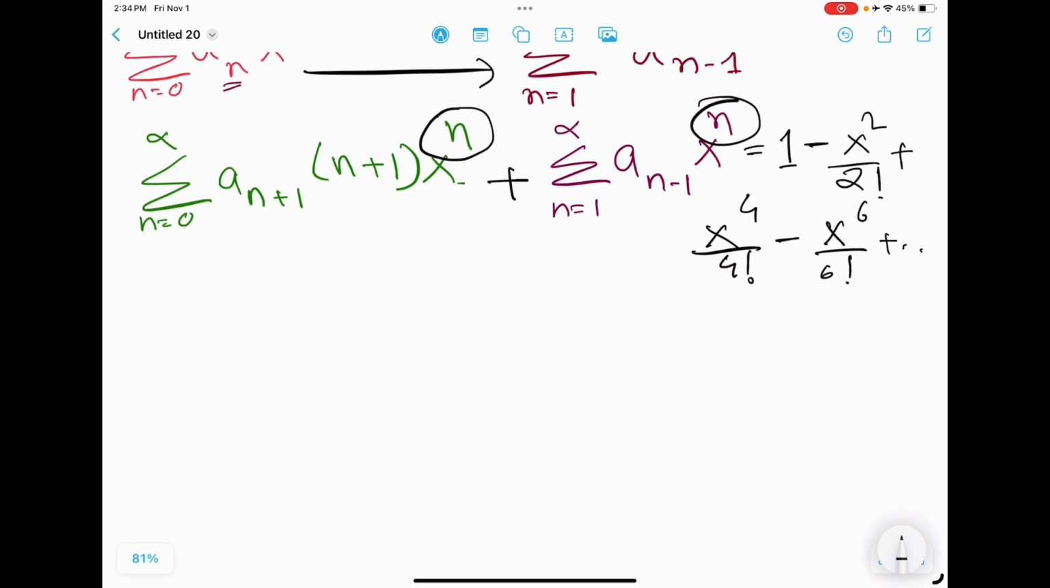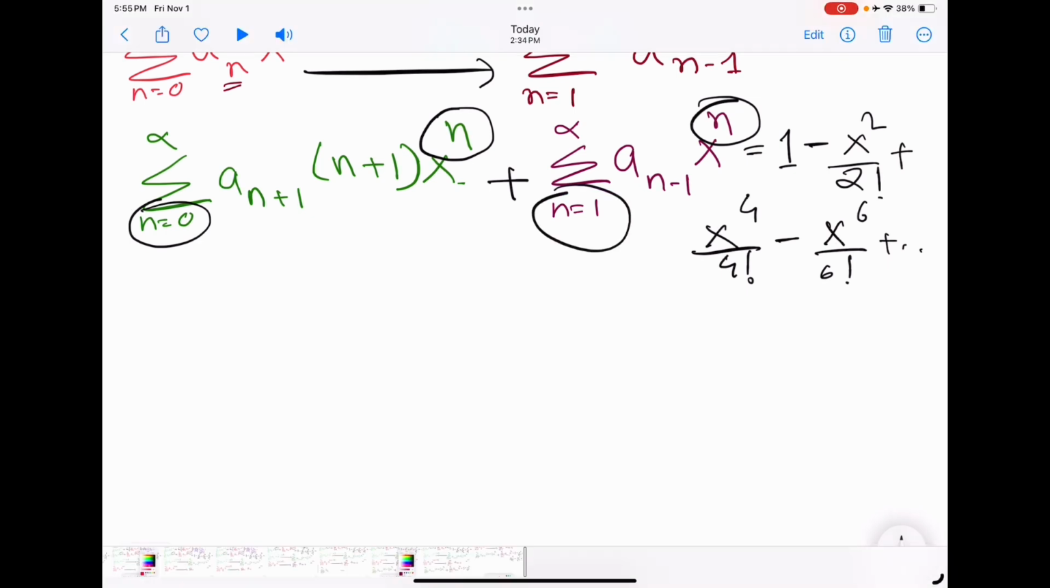Now we're going to move on to our third step, which was making sure that my indexes are the same. I can see that our second power series has a larger starting index of 1, so it remains unchanged. But our first power series has a lower starting index, that is n equal to 0, so we need to shift it to match the starting index of n equal to 1. All these adjustments ensure that both series align properly at n equal to 1.